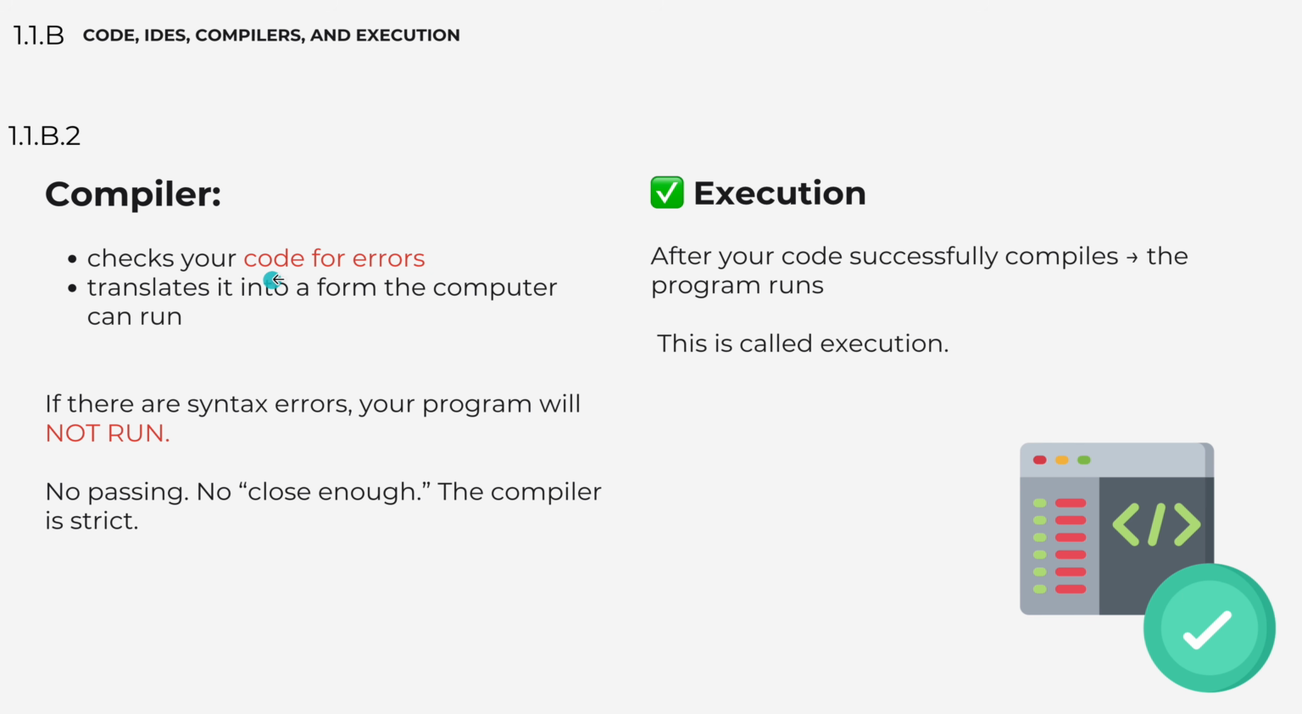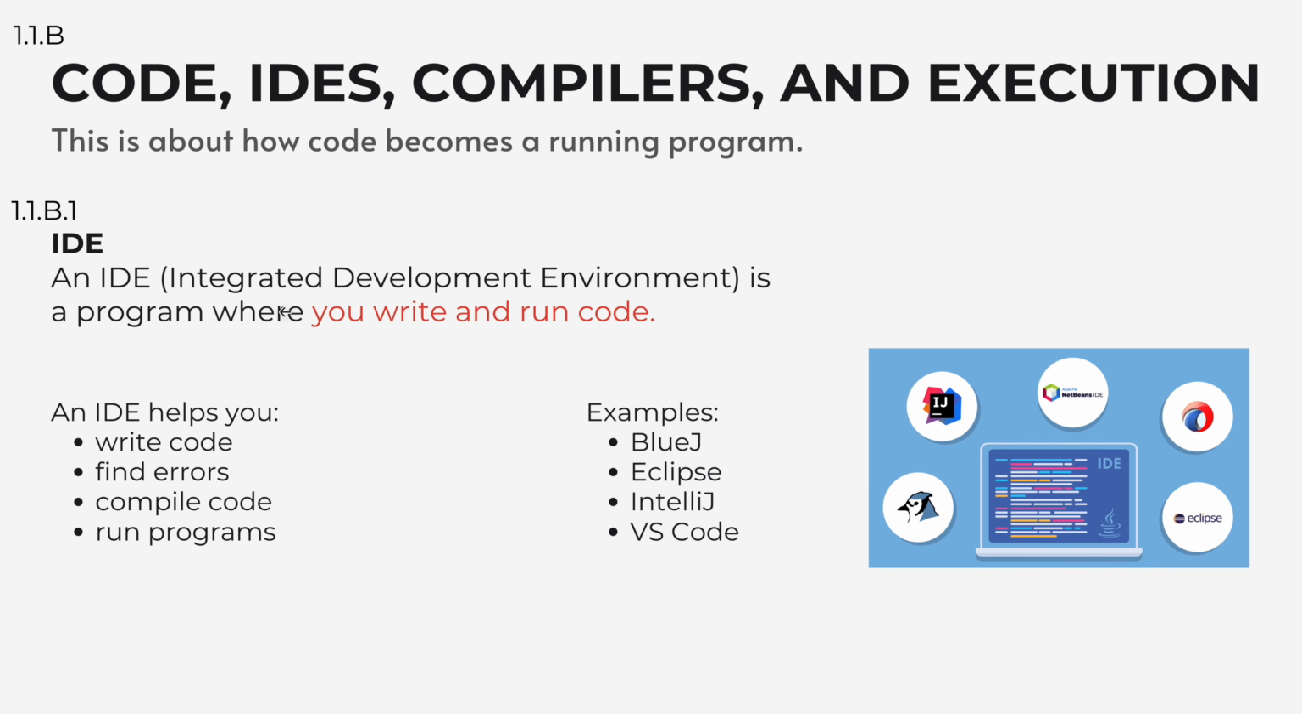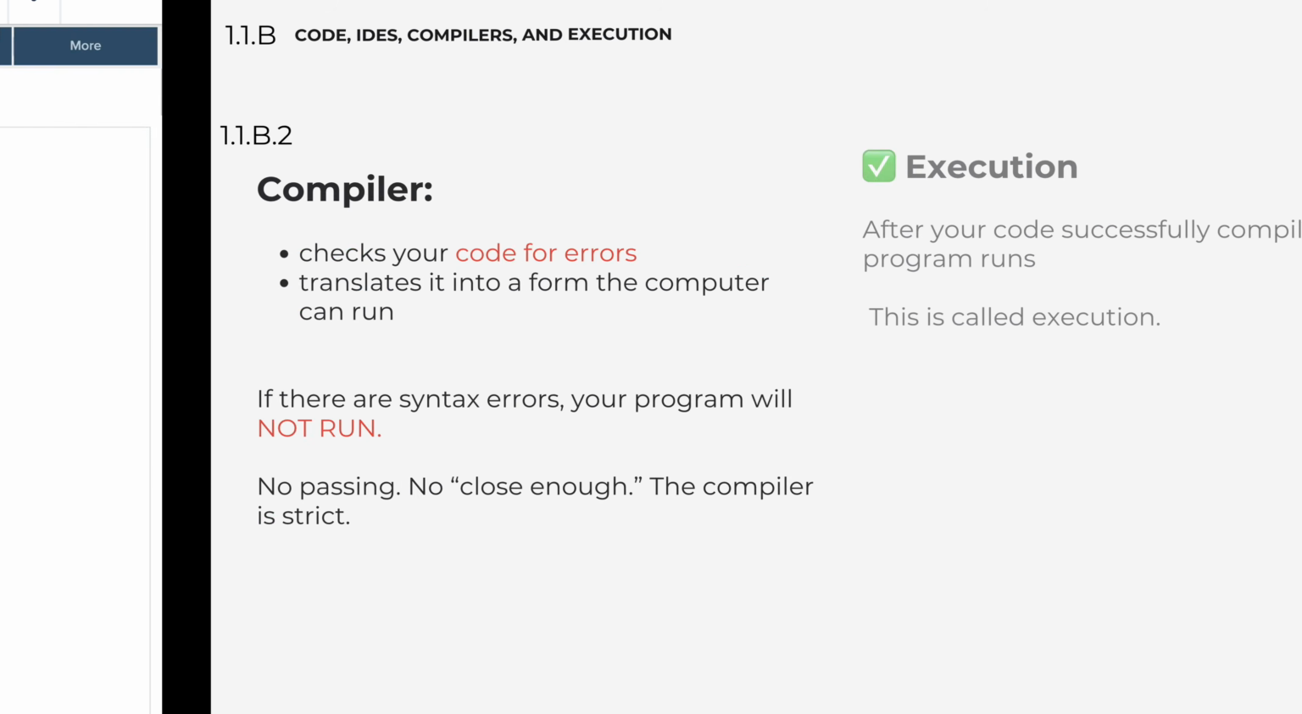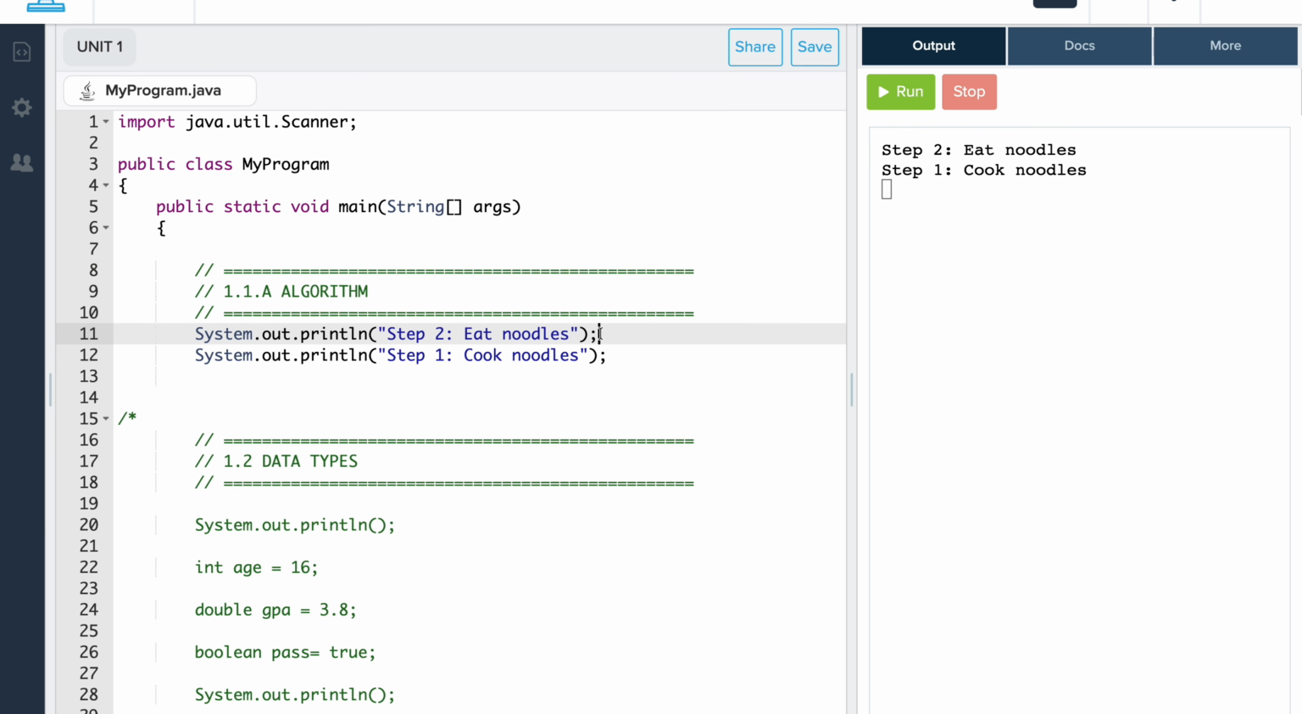A compiler is what checks your code for errors. It translates your code into computer language, and it tells you if you have any syntax errors. For example, over here, if I forget a semicolon, which is a very common error for Java, it's going to give me a syntax error saying that it expects a semicolon, so I'm going to add the semicolon.